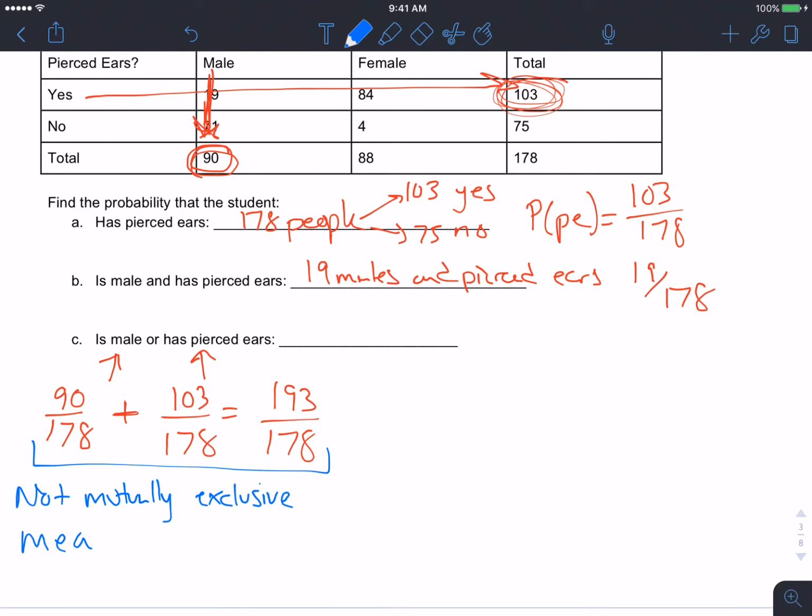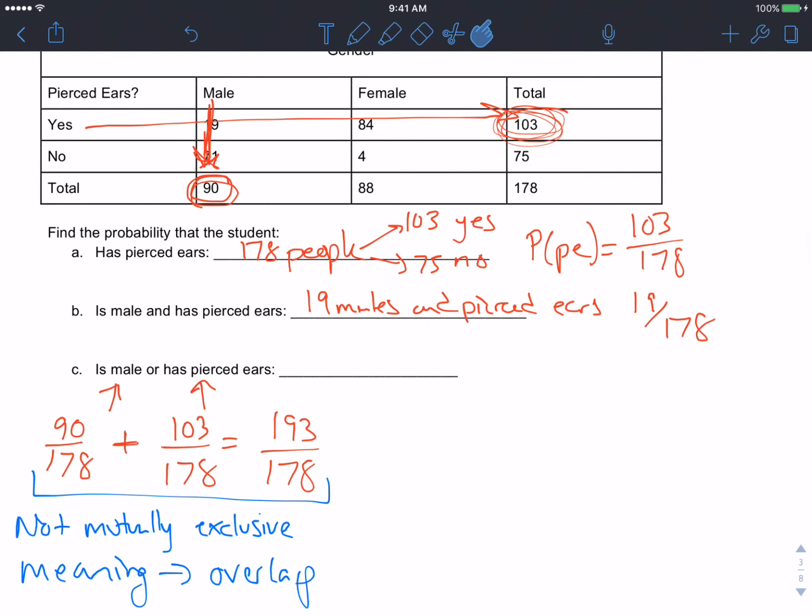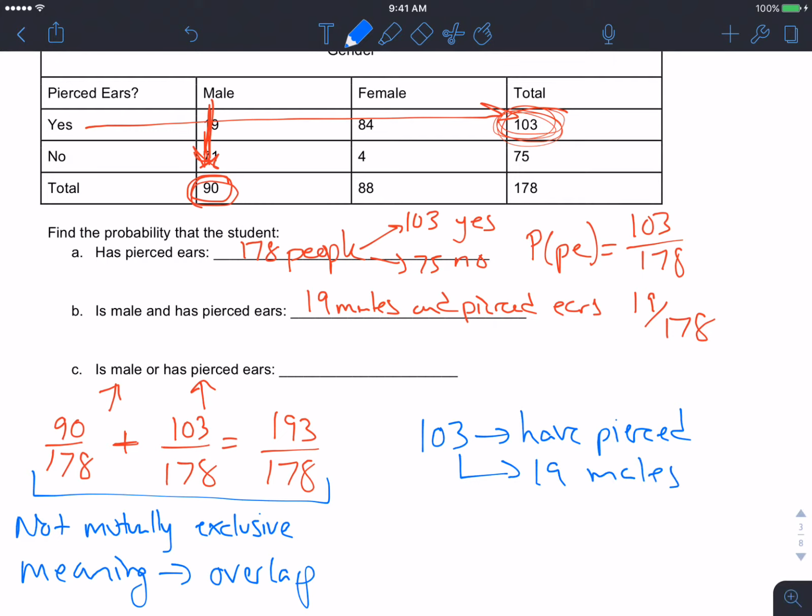Meaning there's overlap. There's overlap. So what happened is we double counted. And the reason is if 103 have pierced ears, 19 are males. And so what happens is this intersection point right there, circled in the blue, because I was curious about pierced ears and males, it essentially got double counted.